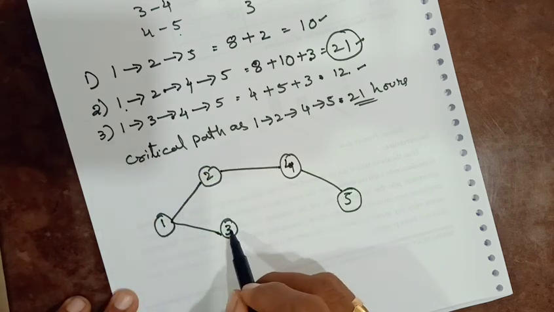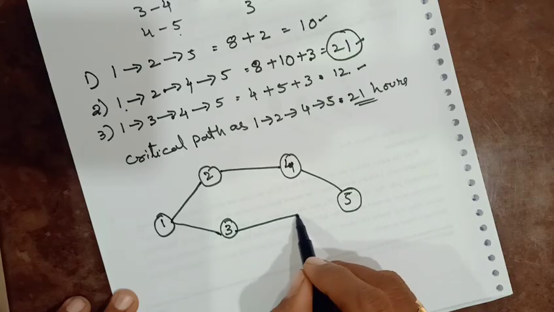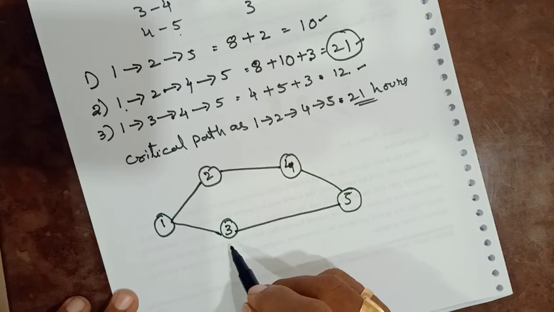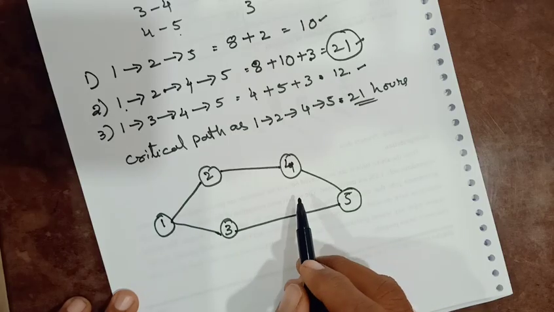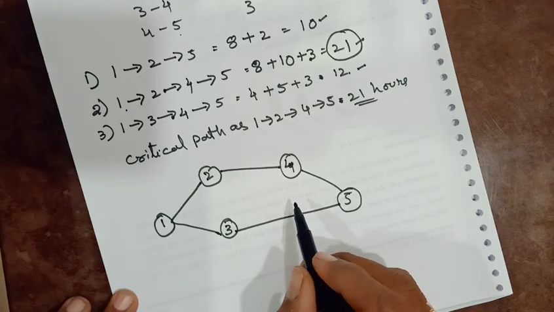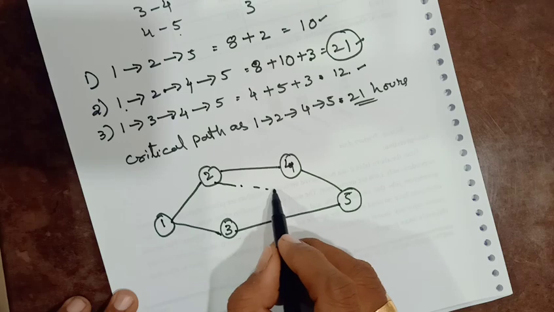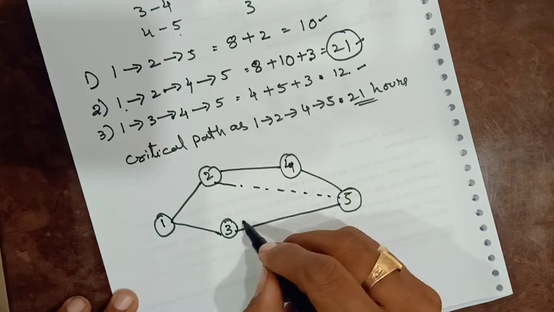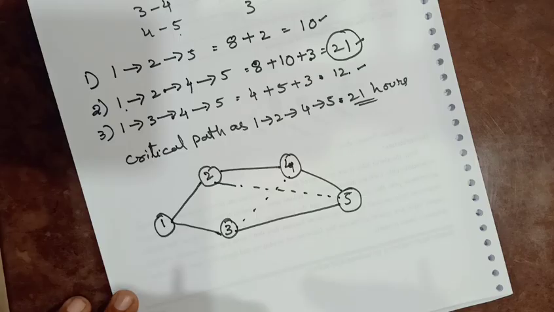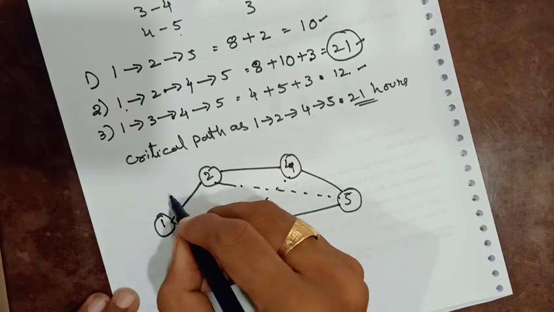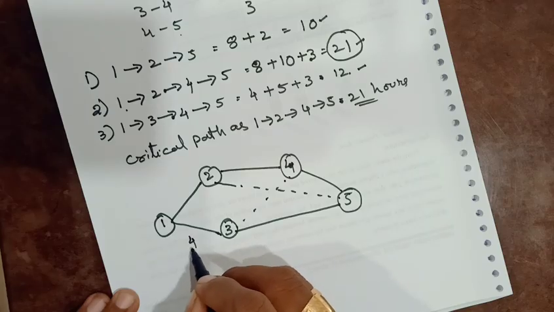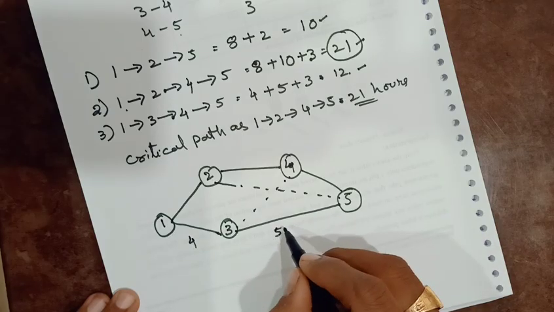So the third one is 1, 3, 4, 5. Here I am connecting this one. So 1, 2, 4, 5 and 1, 3, 5, and in between 2 is also connected. 1 to 3, how many hours? 4 hours. And 3 to 5, the duration is 5.